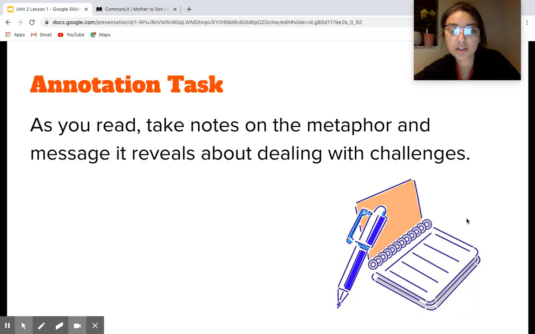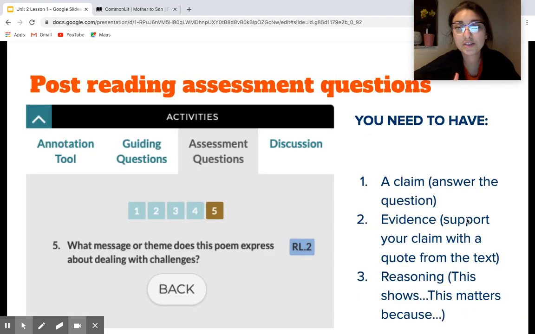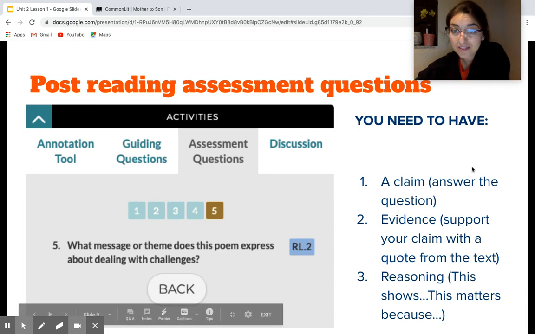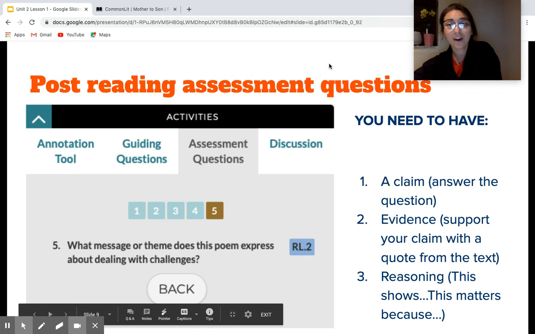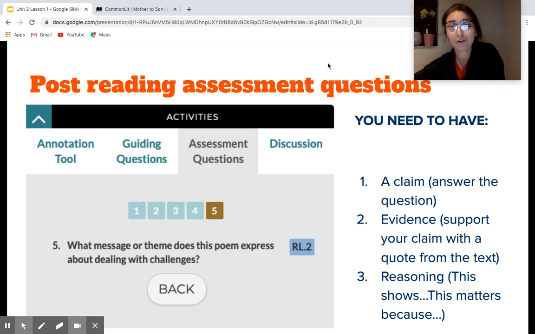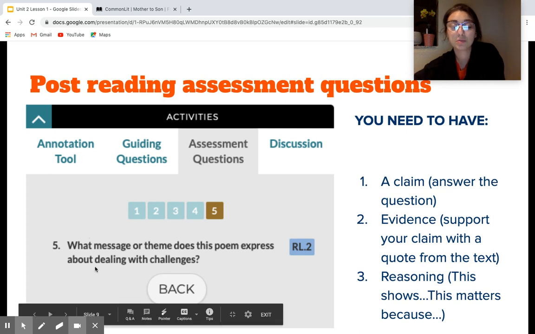So two more things, I think. First of all, your post-reading assessment questions. You guys have to do it this way or we cannot give you higher than a 1 or a 2 on your CommonLit assessment. So you need to know, this is the assessment question for this article. What message or theme does this poem express about dealing with challenges?